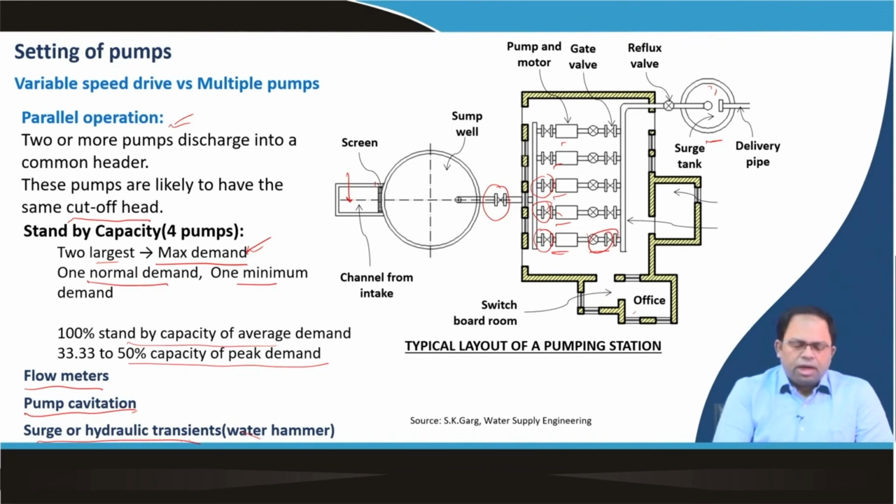This surge or hydraulic transient occurs because, for example, you suddenly switch off your pump, and then the flow rate changes and sometimes the system gets disbalanced, and then the water will move in an unsuspected manner in different directions. These pressure differences result in something called water hammer, and that is why we need to take care of this kind of thing in a pumping station.